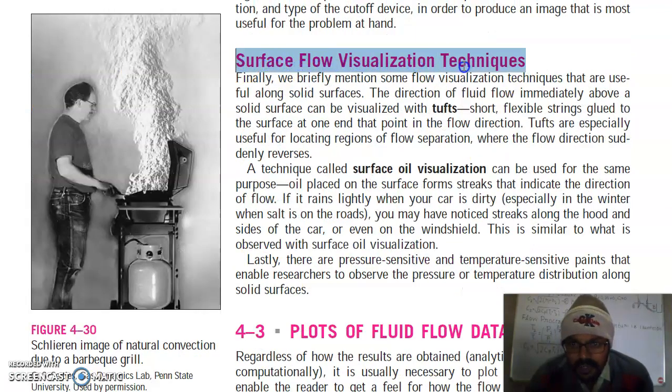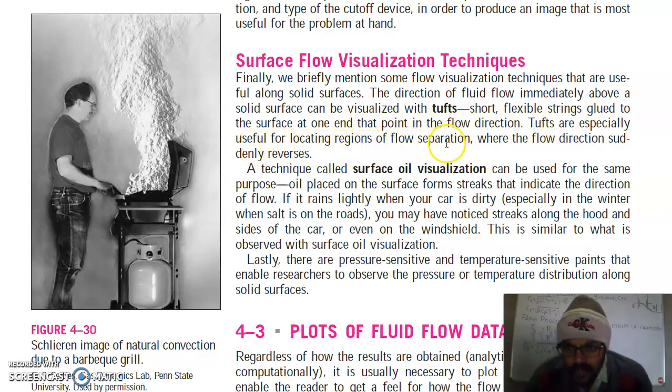Surface flow visualization techniques. Finally, we briefly mention some flow visualization techniques that are useful along a solid surface. The direction of fluid flow immediately above a solid surface can be visualized with tufts, short flexible strings glued to the surface at one end that point in the flow direction. Tufts are especially useful for locating regions of flow separation, where the flow direction suddenly reverses.